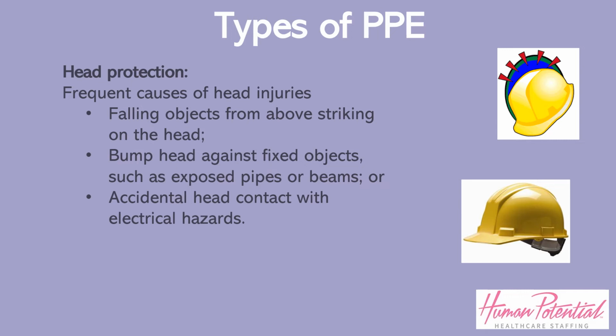ANSI Z89.1 talks about the type of head protection. Type 1 provides protection from objects falling directly on top of the helmet, but not from objects that strike the side, front, or back of the head. Type 2 provides protection from strikes to the top of the head and also provides protection from blows to the side, front, and back of the head, more suitable for workers who are not always in a standing position.